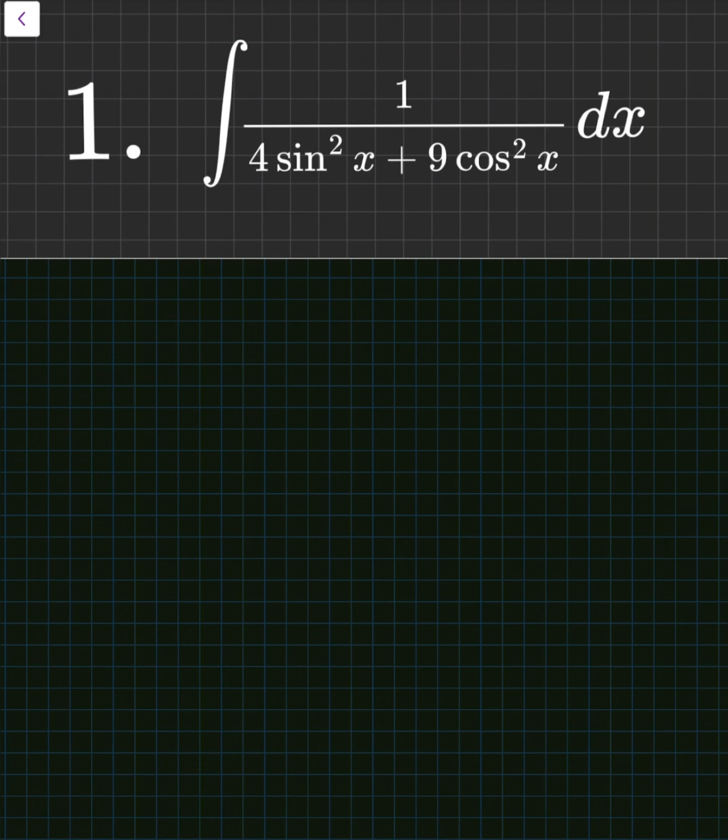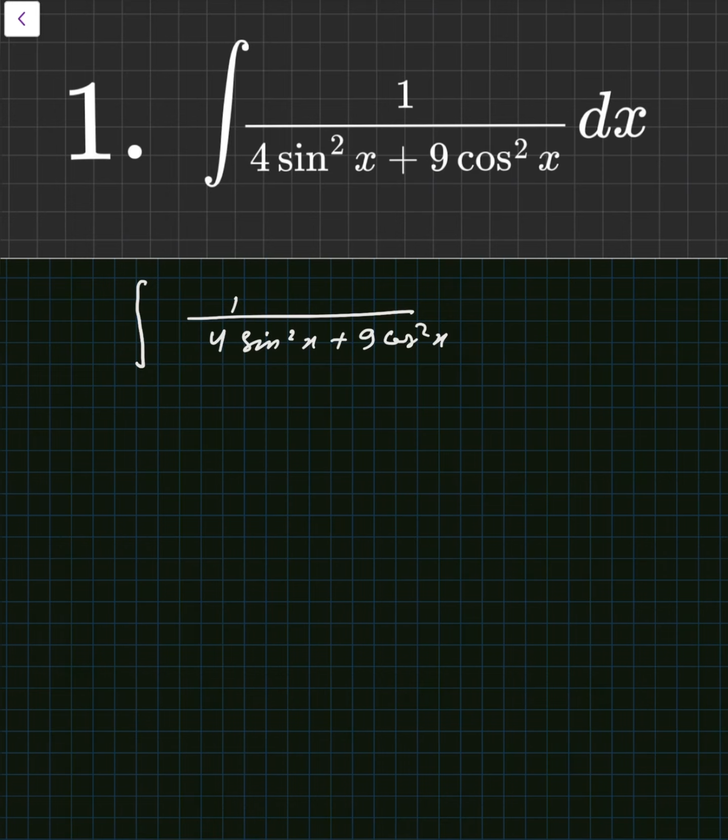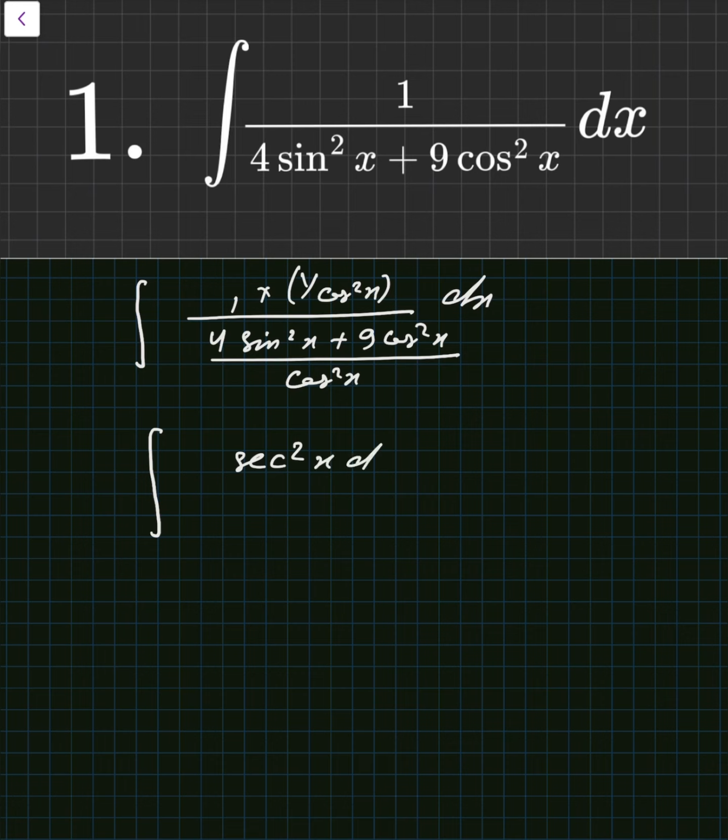Now question number 1, how to tackle it? If you see very carefully, here we have 1 upon 4 sin square x plus 9 cos square x dx, so you can divide both numerator and denominator by cos square x. Here 1 by cos square x into dx, then we get sec square x dx upon 4 tan square x plus 9, clear or not?